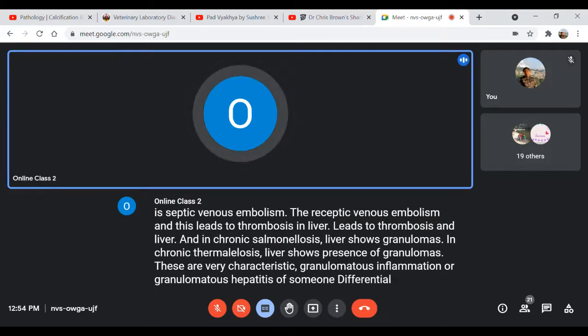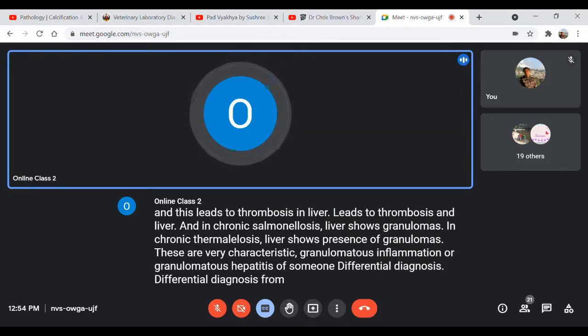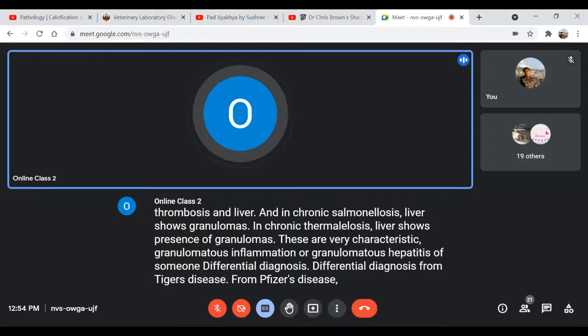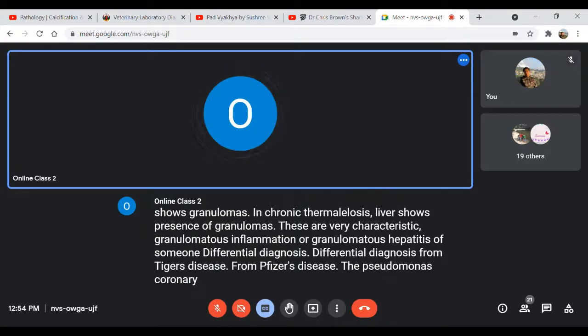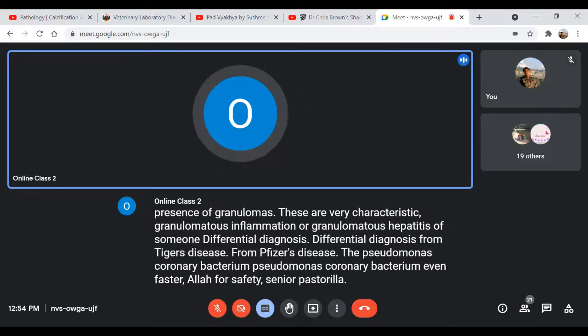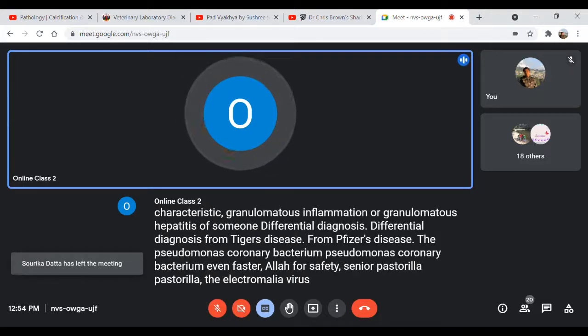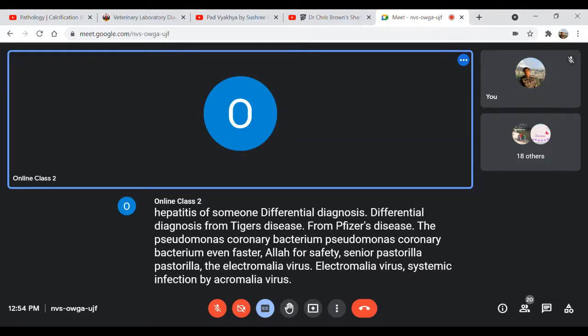Differential diagnosis from Tyzzer's disease, Pseudomonas, Corynebacterium, even Pasteurella for septicemia, and the Ectromelia virus, systemic infection by Ectromelia virus. These are very important diseases.